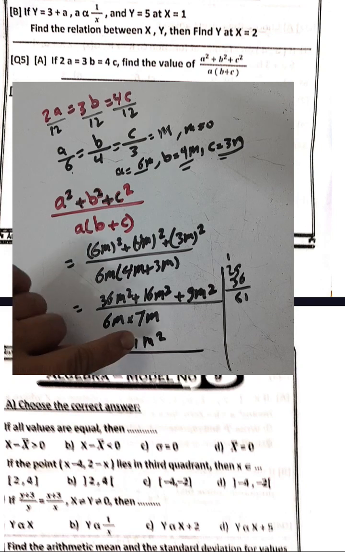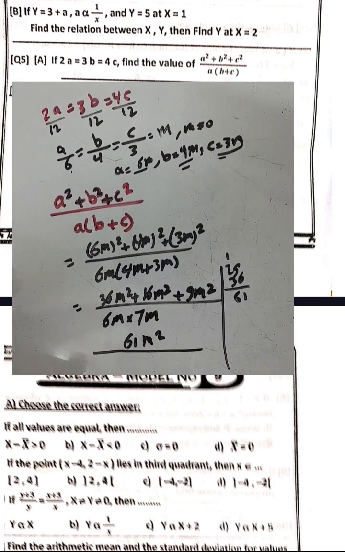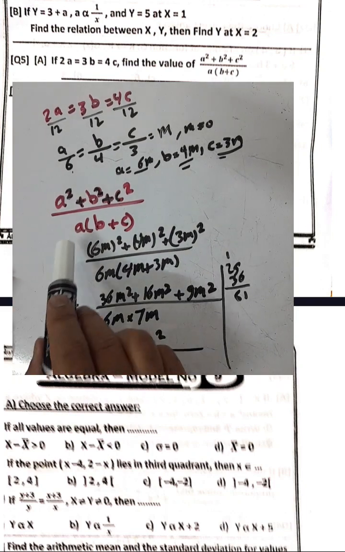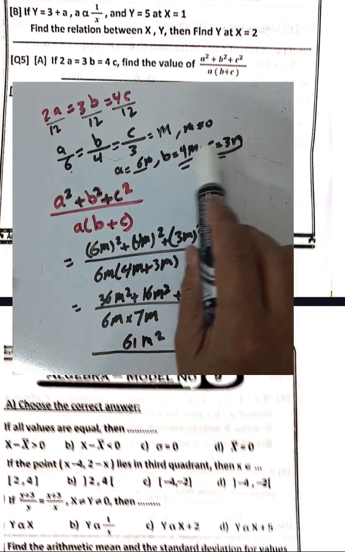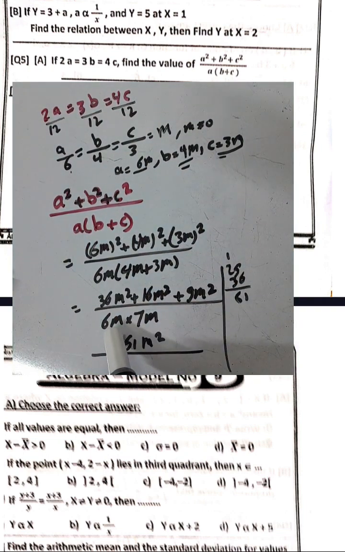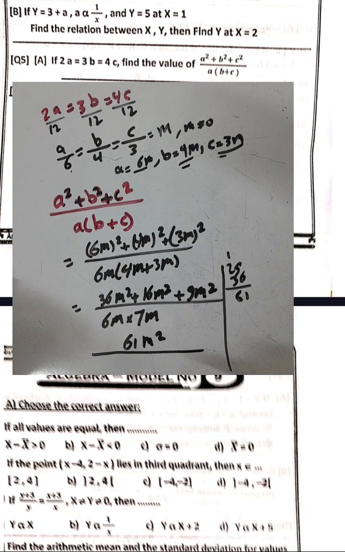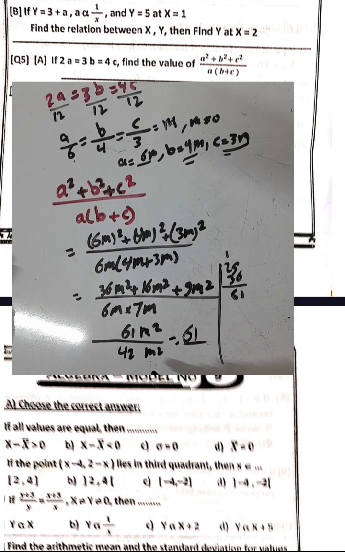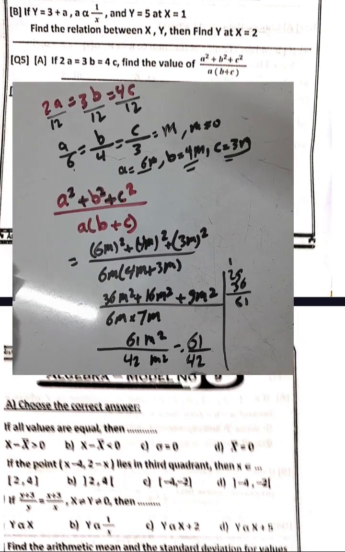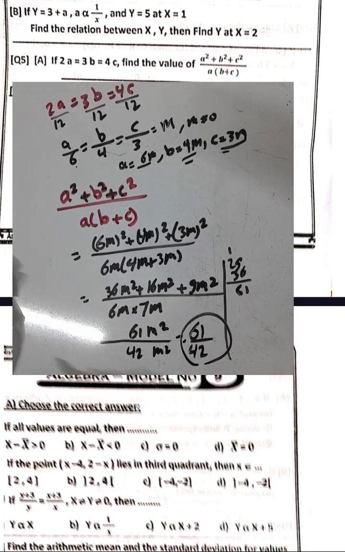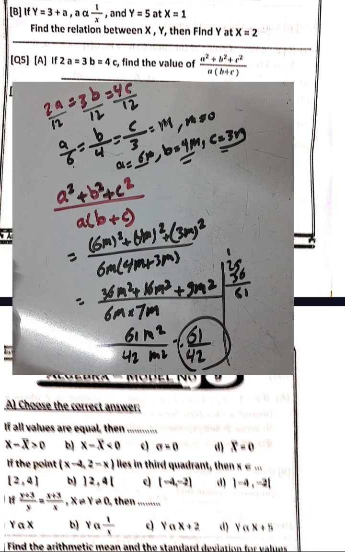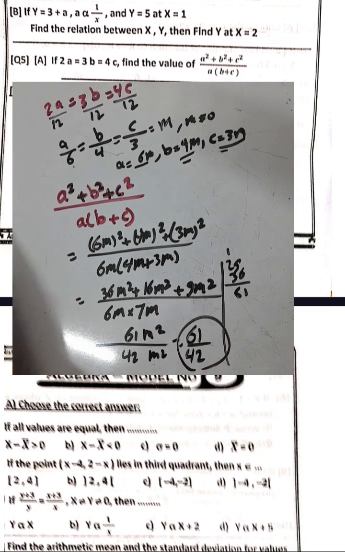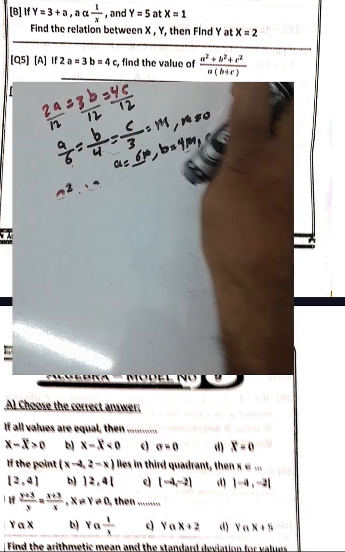And then 6 times the sum of A, B and C, which is 7M. 7M times 6 will be 42. And then you can simplify it. The result will be 61 over 42. It's the result in the simplest form. Can you simplify it? No, it's the exact number, okay? Simplest form.